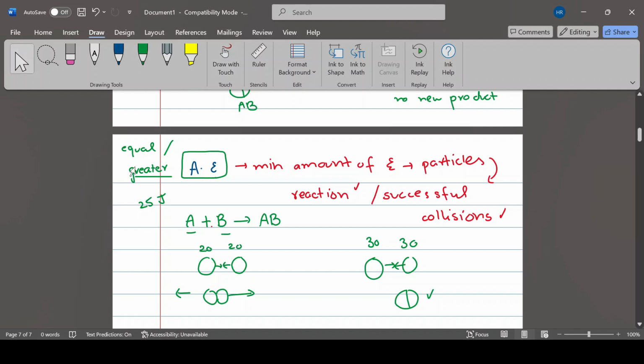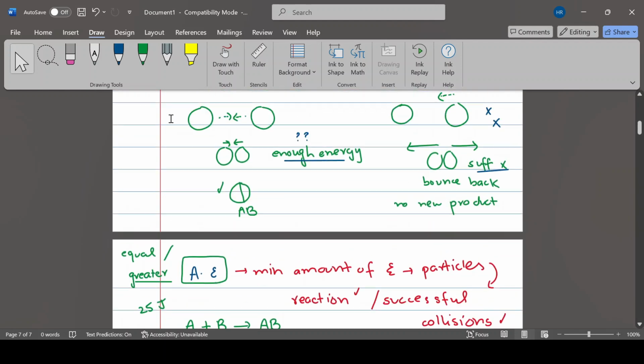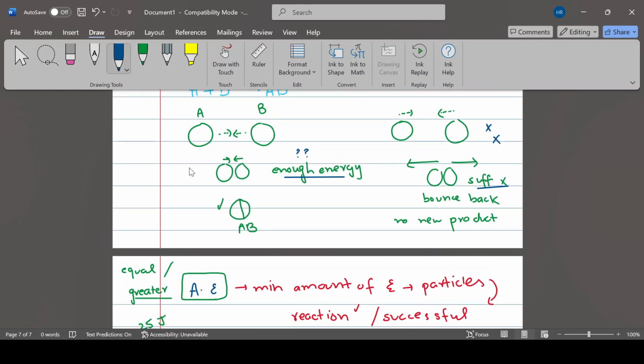Yeah. So it's like a successful collision. Would it mean two particles in the reactants have enough energy to collide, and then they form a new sort of particle? Exactly. Yep. So, for example, this is an example of a successful collision, and this is an example of an unsuccessful collision.